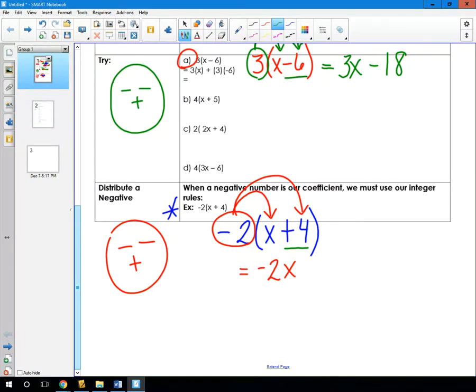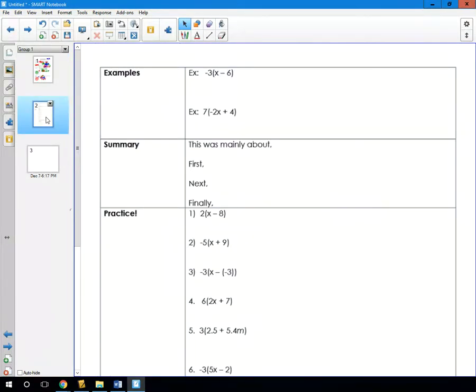So negative 2 times positive 4. Use my integer man: negative times positive is a negative. So negative 8, and how I can easily write negative 8 is to simply write minus 8. So the simplified form of that is negative 2x minus 8. I'm going to do one more example with you, and then we'll finish up together when you come to my station. I want you to look at the very next example, which is negative 3 times x minus 6.